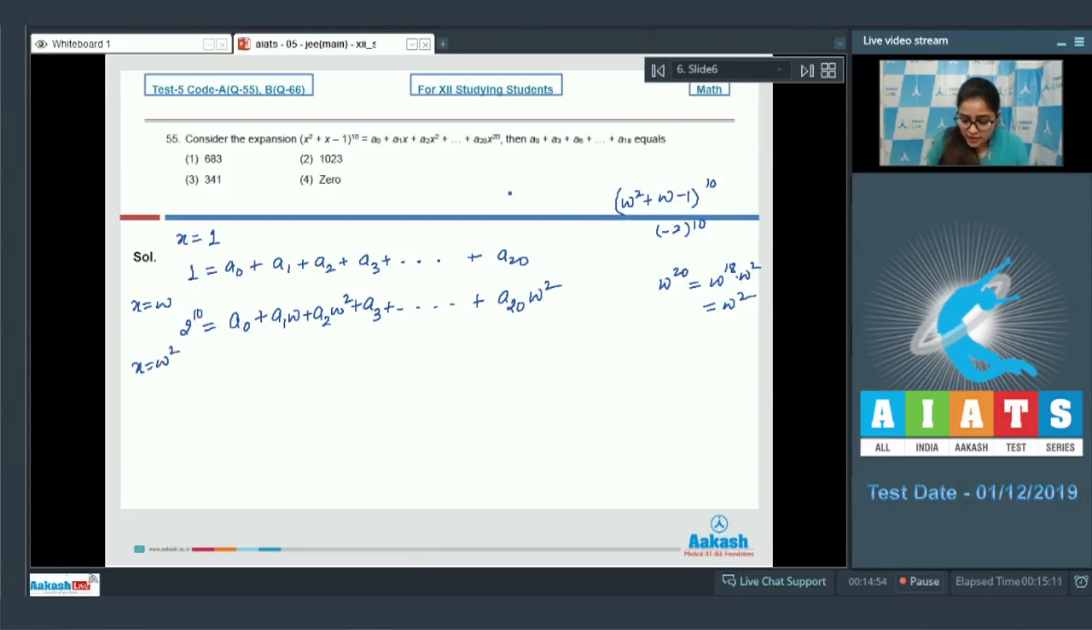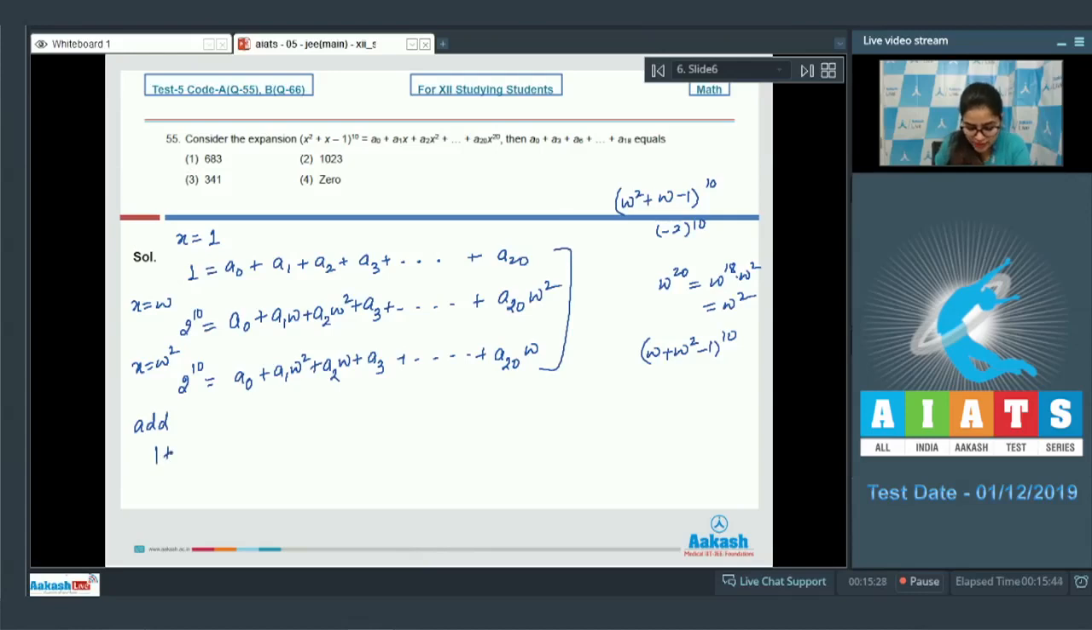Now substitute x equal to omega square. So if you substitute omega square here, omega to the power 4 is omega, plus omega square minus 1, to the whole power 10. Again you are getting (minus 2) to the power 10, which is equal to 2 to the power 10, equal to a0 plus a1 omega square plus a2 omega to the power 4, that is equal to omega again, plus a3 and so on, plus a20 omega square to the power 20, that is equal to omega. Now add all these three equations.